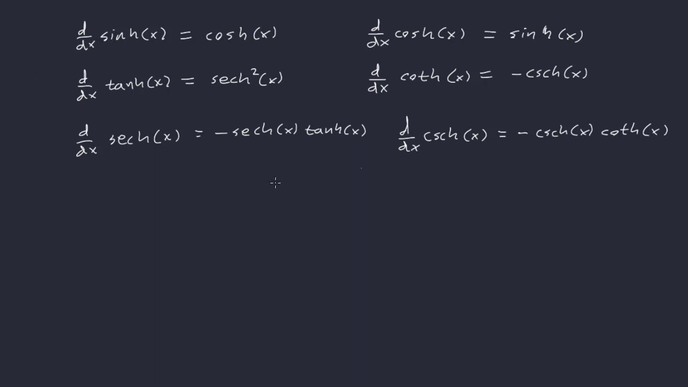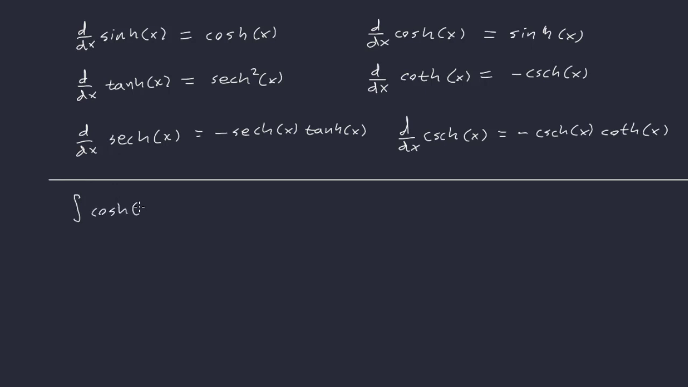And from here, we can actually just reverse them to get integral rules. Okay, and I'm literally just going to reverse these. So the integral of cosh is going to be sinh, with a plus c. The integral of sinh is cosh.